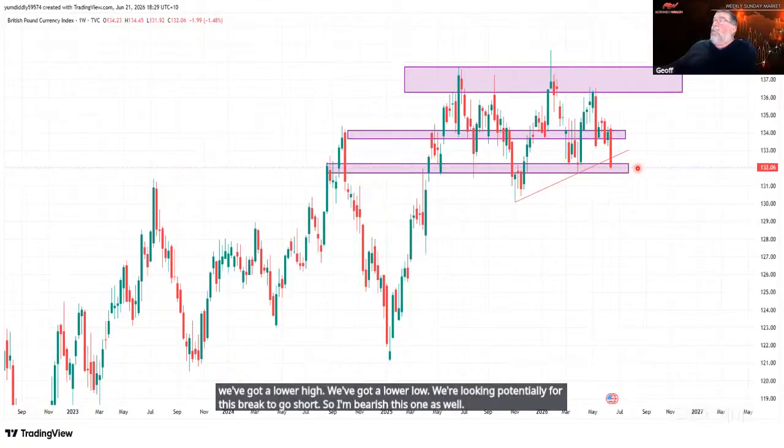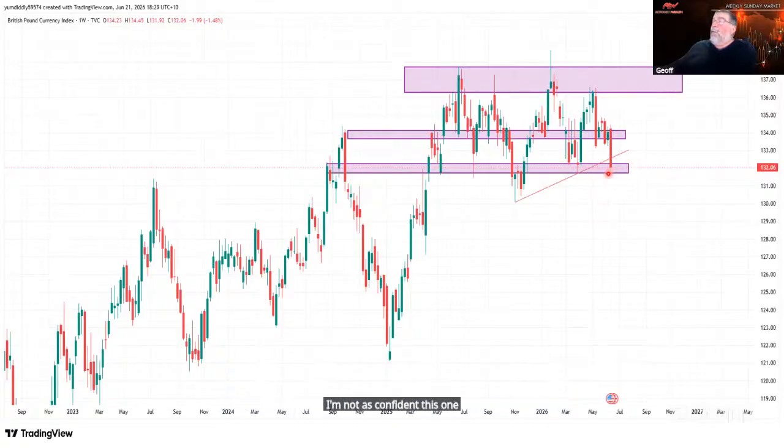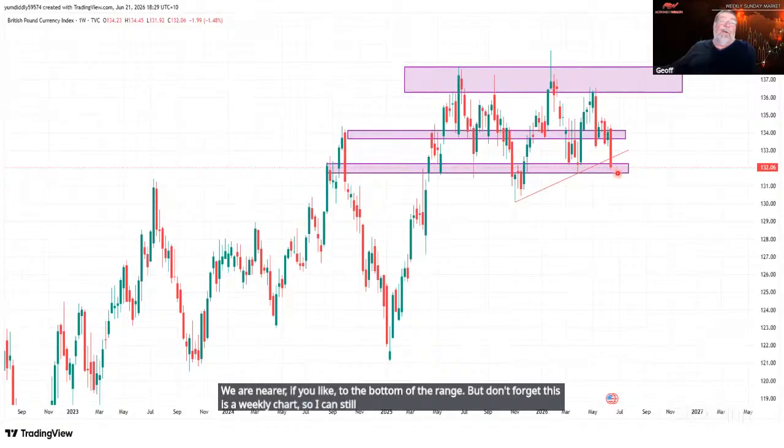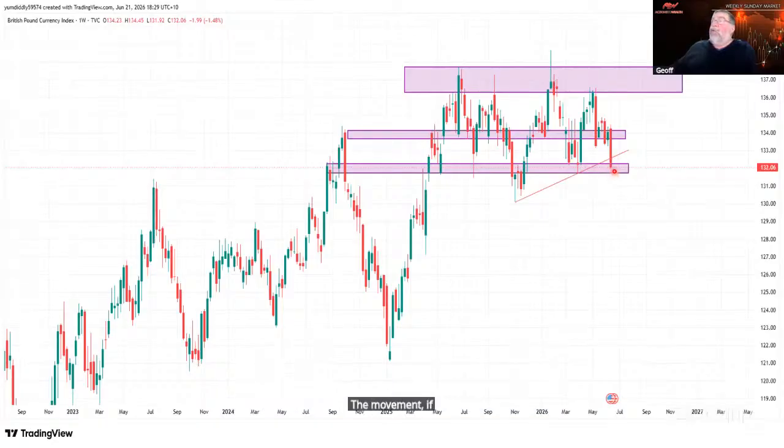I'm not as confident about this one because we are nearer, if you like, to the bottom of the range. But don't forget this is a weekly chart, so I can still trade this short on a smaller time frame to get me into the movement, or the momentum short if it does come. So bearish again, the pound.